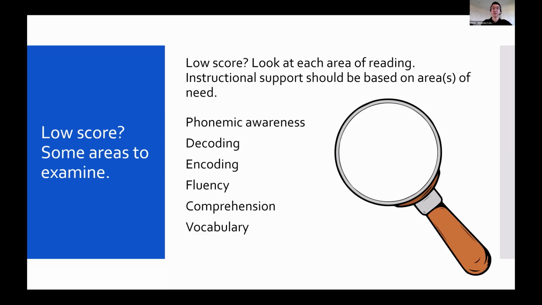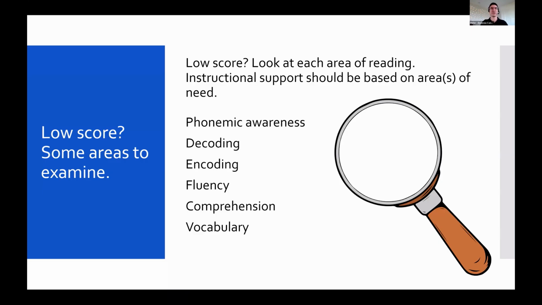Also, their decoding ability, which is the ability to read words using their phonemic awareness, phonetic knowledge, and also their knowledge of different syllable types. Encoding, which we also call spelling, that is their ability to take phonetic sounds and put them together to correctly spell words. Then we have fluency, which looks at the speed at which a student is reading, and also the accuracy that they are reading with.